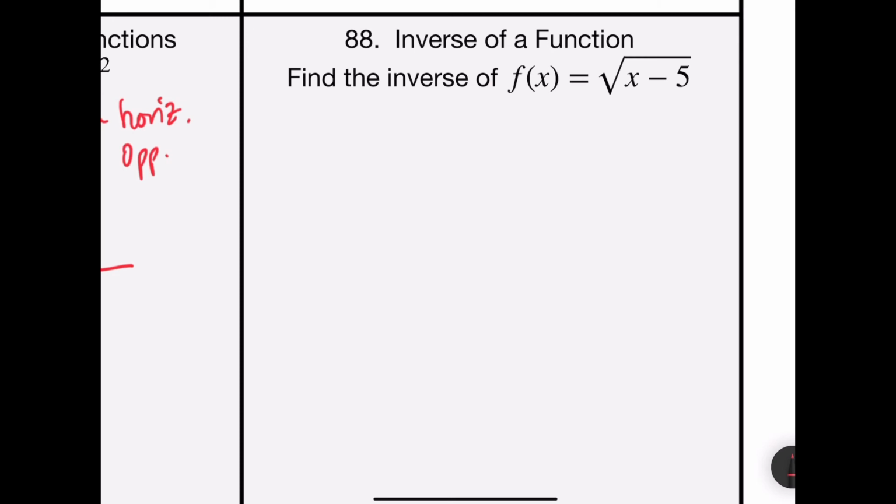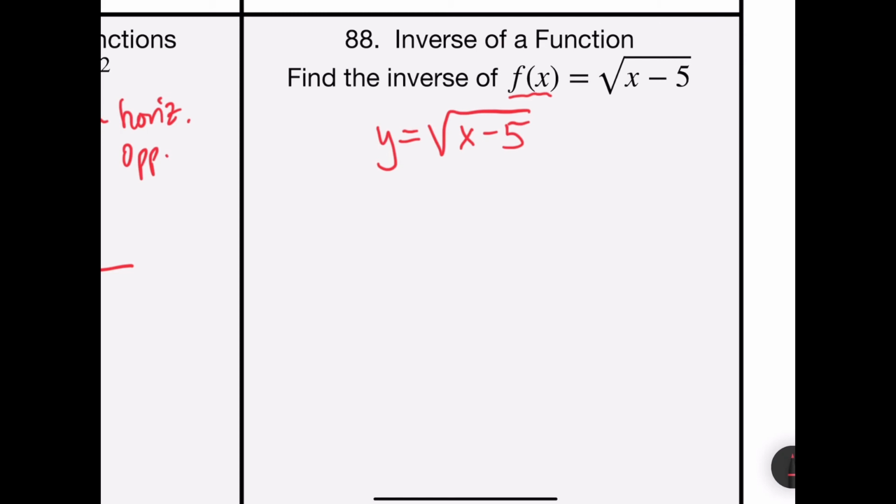Problem number 88 is the inverse of a function. It says find the inverse of f of x equals the square root of x minus 5. So the first thing I'm going to do is replace f of x with the y coordinate. So y equals the square root of x minus 5. Now to find an inverse of a function, I'm going to just swap the x and y, and then I'm going to resolve it for y.